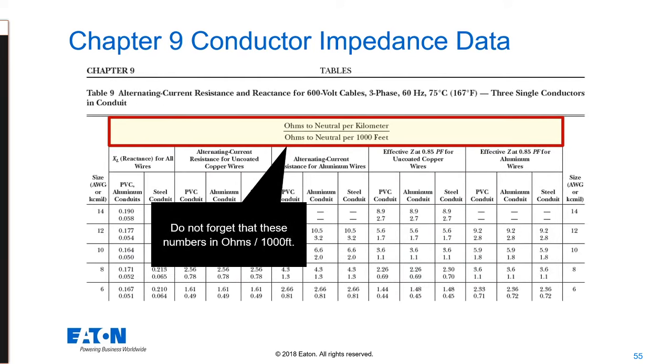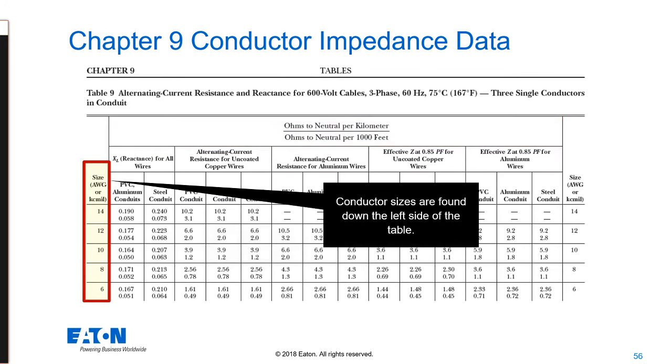And if we look in Table 9, it's called Alternating-Current Resistance and Reactance for 600-Volt Cables. So this is a table that has resistance and reactance, and now you understand what resistance and reactance are related to the power triangle. You'll note that it's ohms to neutral per kilometer, or ohms to neutral per 1,000 feet. Always use the right numbers at the bottom of this slide, else you will be working in Canada instead of the U.S. and using the wrong numbers.